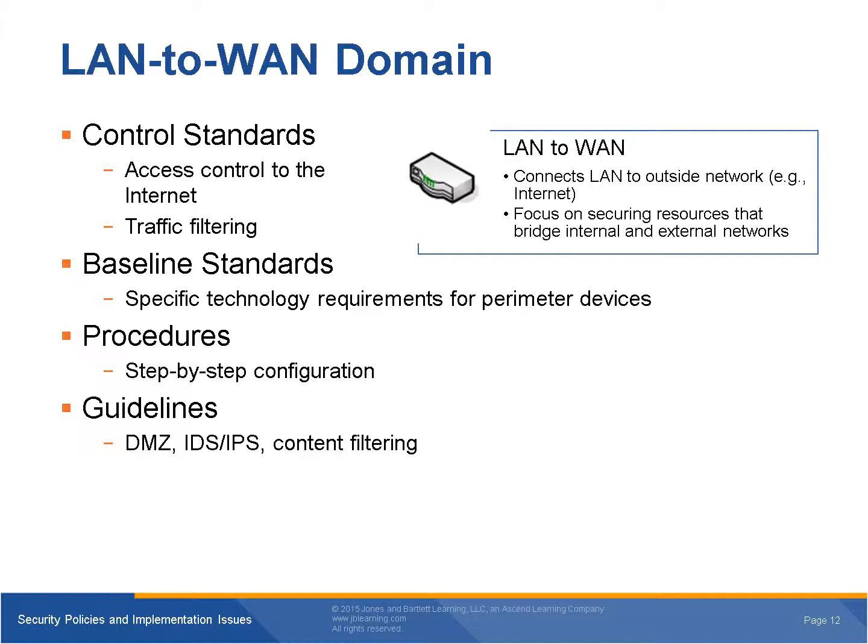Although there are other policy requirements such as defining what data the public can access, these standards generally represent the core requirements. So the control standards are access control to the Internet and the traffic filtering. Baseline standards should be specific technology requirements for perimeter devices. Procedures would be step-by-step configuration. And the guidelines would be for the DMZ, or the demilitarized zone, and the content filtering.